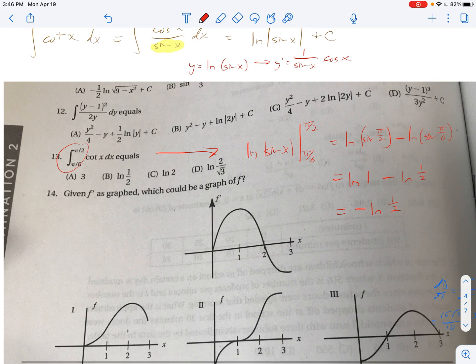Now, what's super tricky here is that that's not listed. But you may remember there's a logarithmic rule that says, right, let's think of this as -1 times natural log of 2. I can take that coefficient and make it an exponent. So this is the same as the natural log of 1/2 raised to the -1 power, which is the natural log of 2.